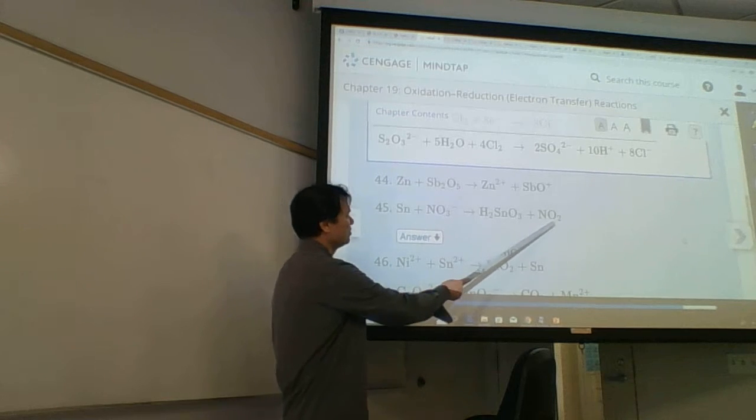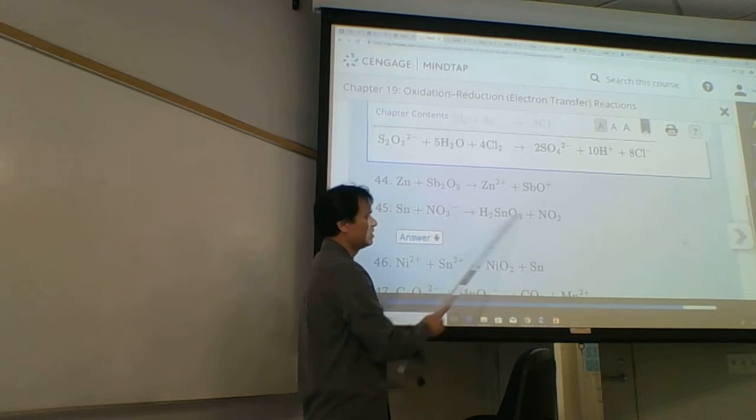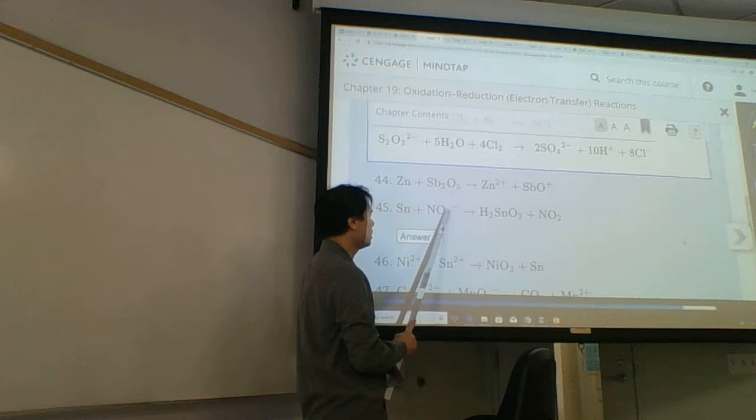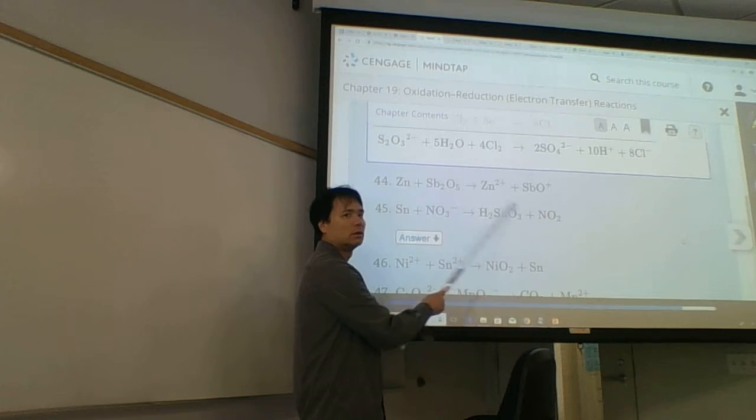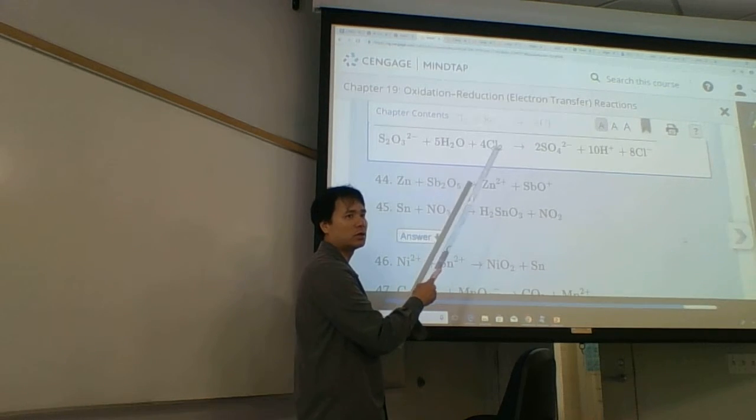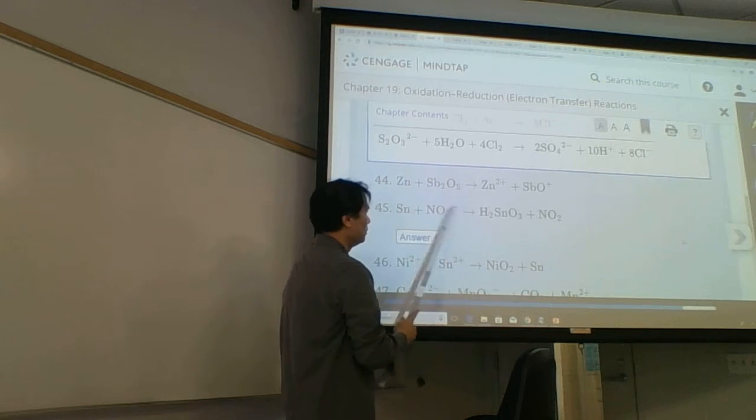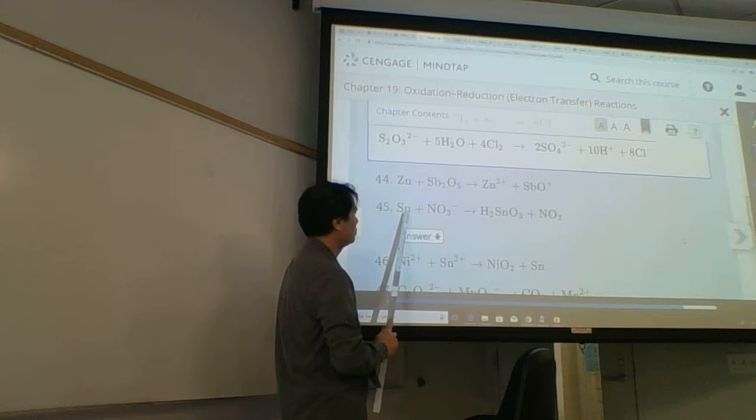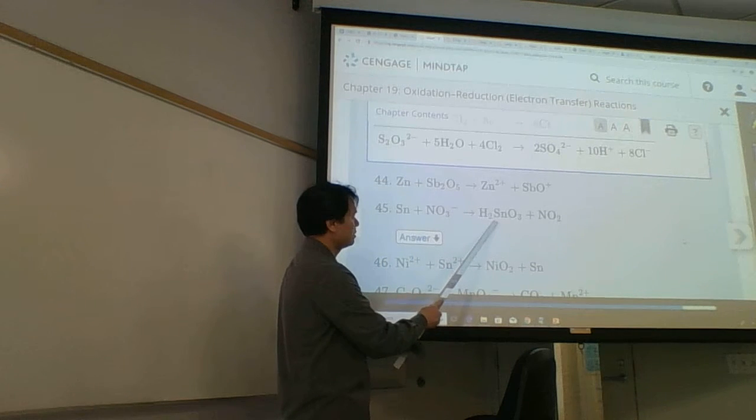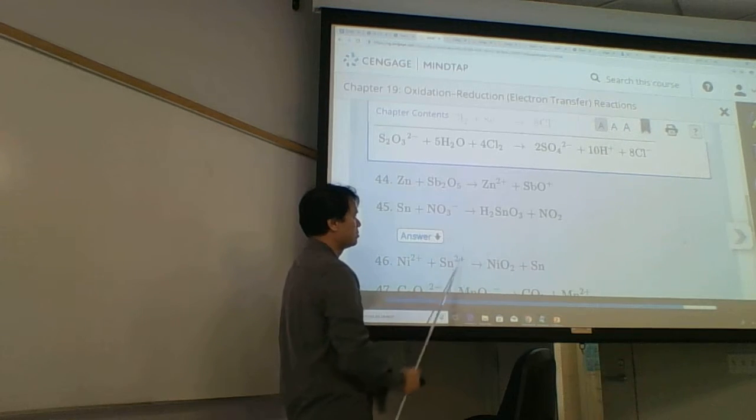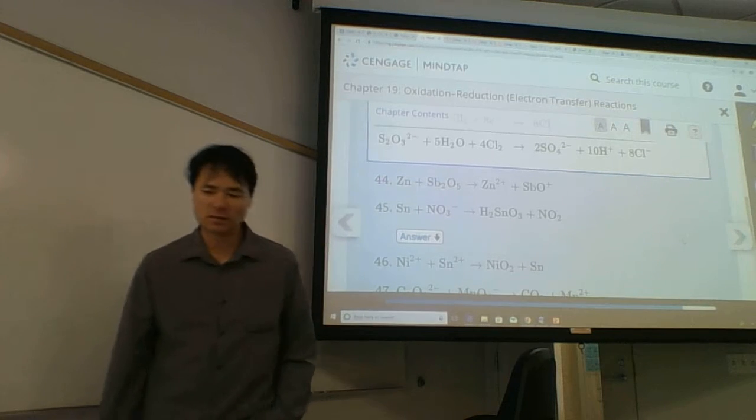Nitrate goes to NO2 is not on the chart. You know what's on the chart? Nitrate goes to NO. But nitrate goes to NO2 is not on our chart. It's on some other charts. I think it might be on that chart there. And so we might have to do two. We might have to go tin goes to this, and nitrate goes to NO2 as two separate half reactions, and balance those out.